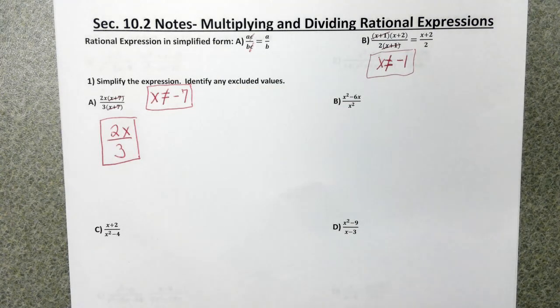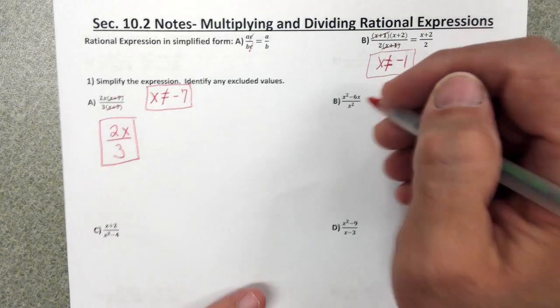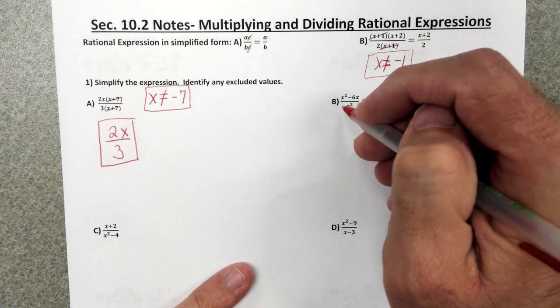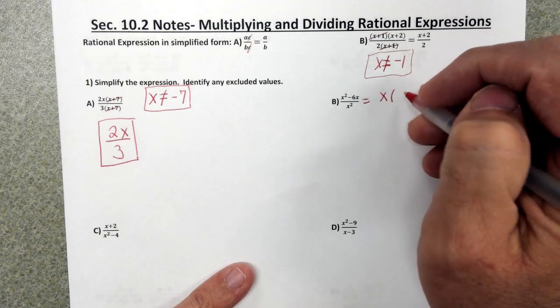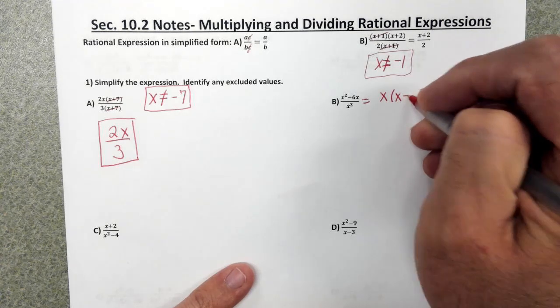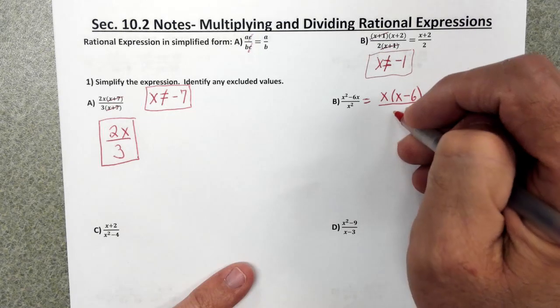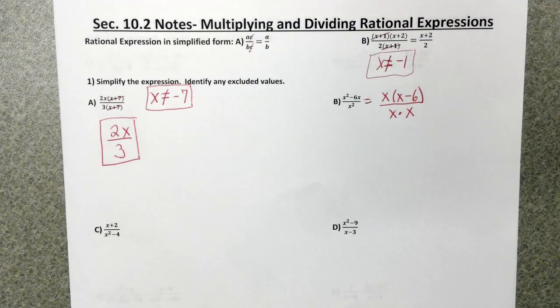All right, now we'll move on to B. As you can see on B, it is not factored. So I'm going to factor first, and this just has a common factor. Both terms on top have an x, so I'm going to factor out an x. That's going to leave us with x times x minus 6. And then on the bottom I've got x squared, so I can factor that down to just be x times x. If you want to leave it as x squared, you can do that as well. Just make sure you cancel the common factors.